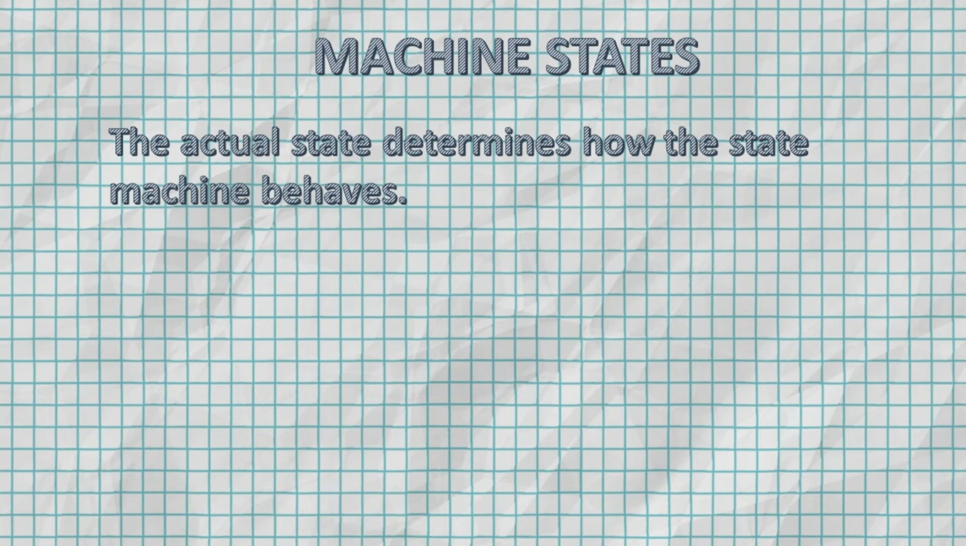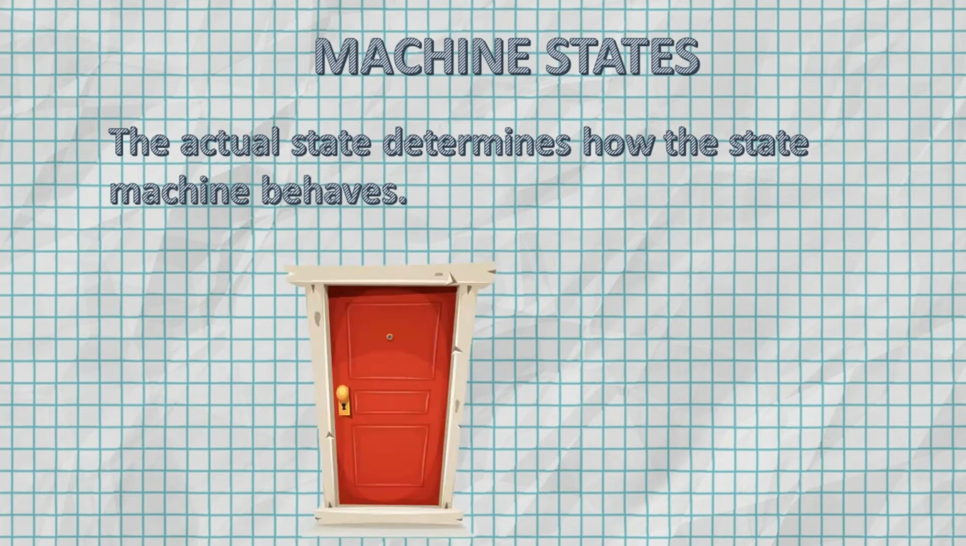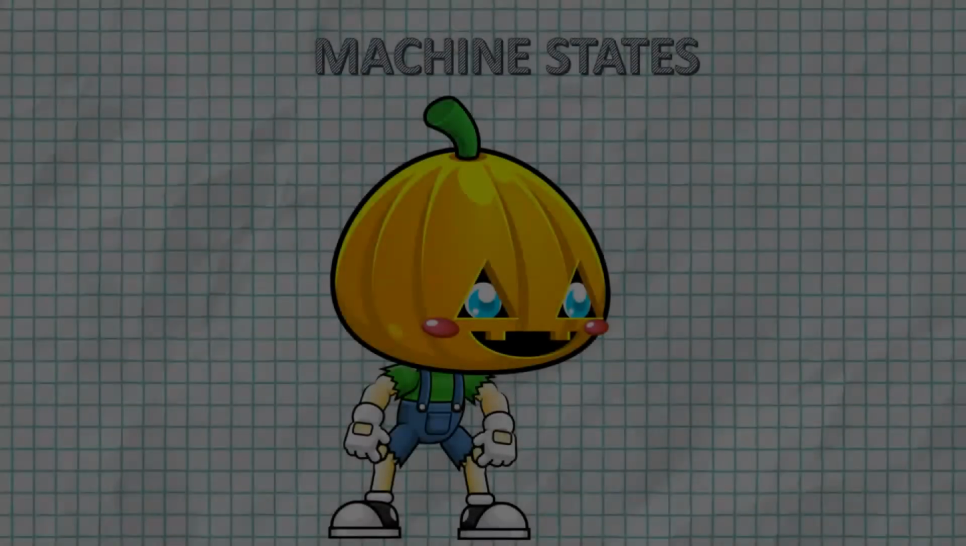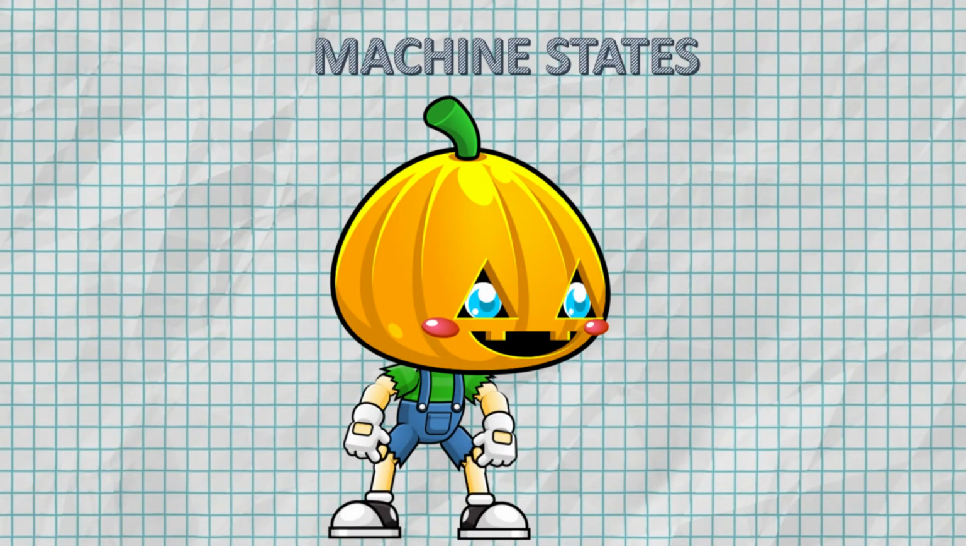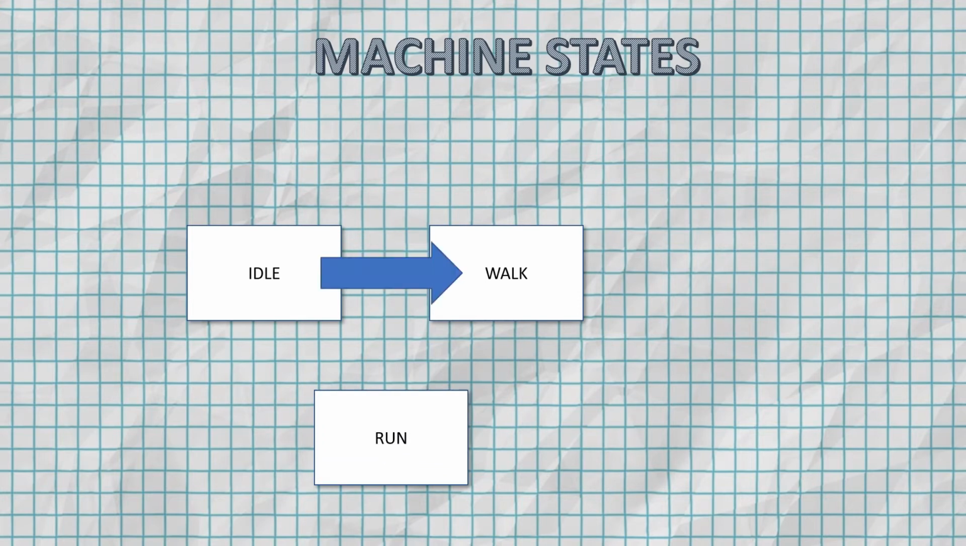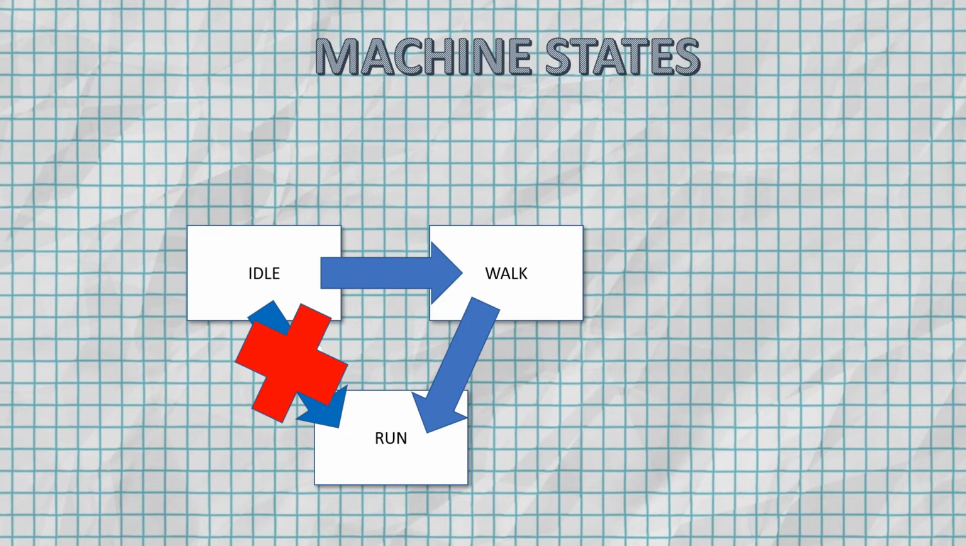Some examples of machine states could be, for example, a door. The door can be closed or can be opened, but it cannot be opened and closed at the same time. In the case of video games, a simple character can be in idle, walk, and run states. We can go from the idle to the walk state, and then from the walk into the run. But we cannot go from the idle directly into the run state, because the state machine will not allow it.